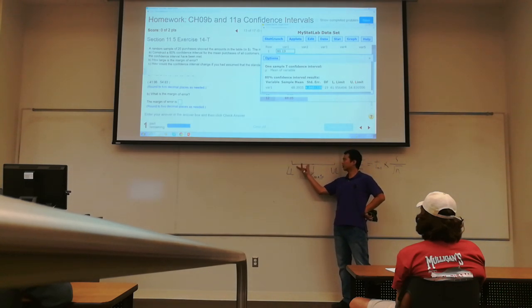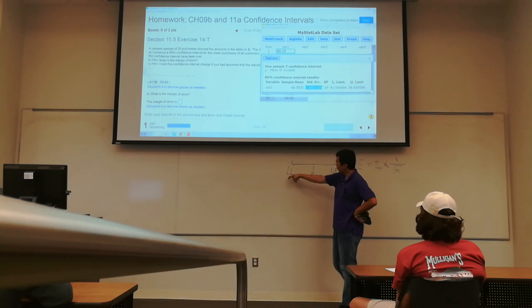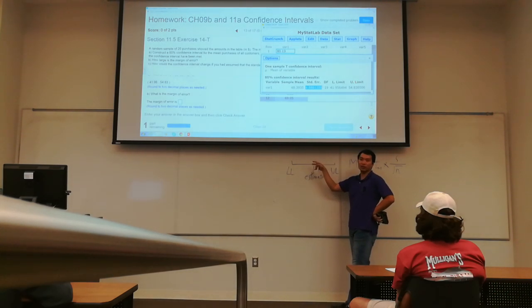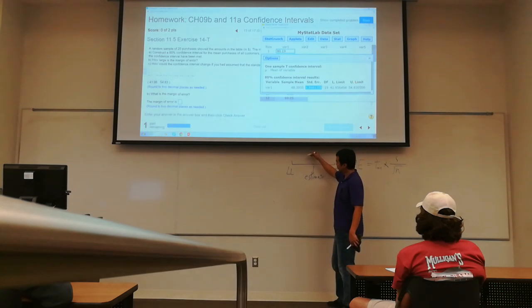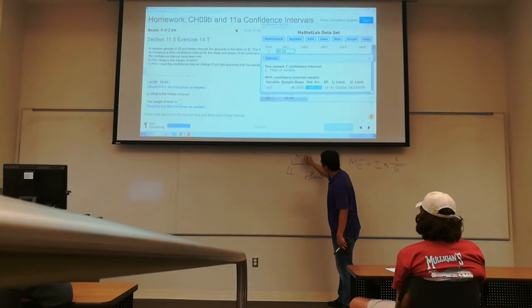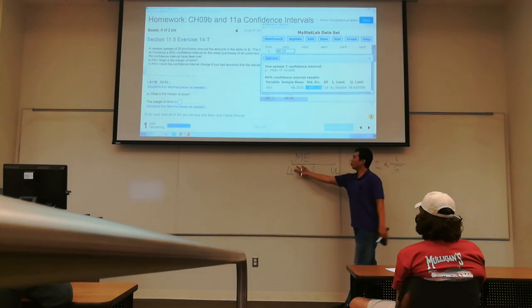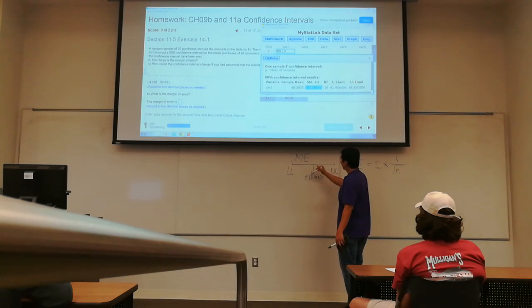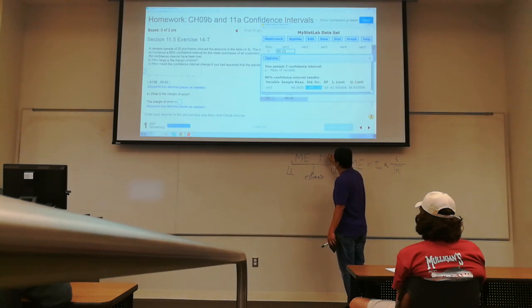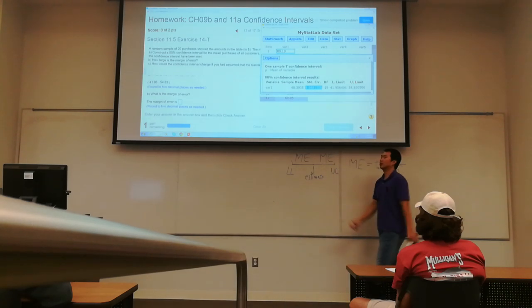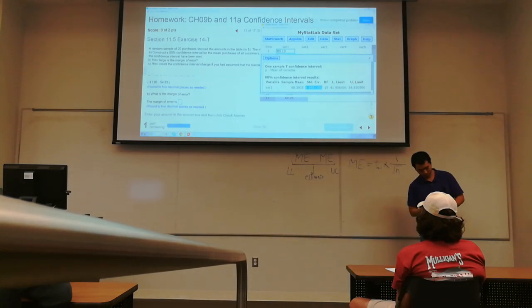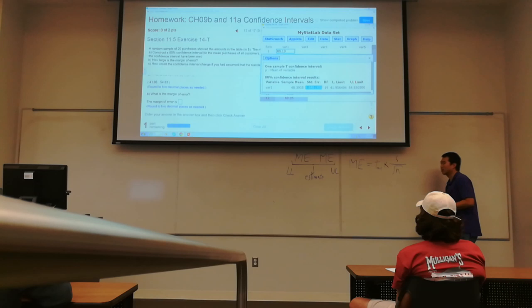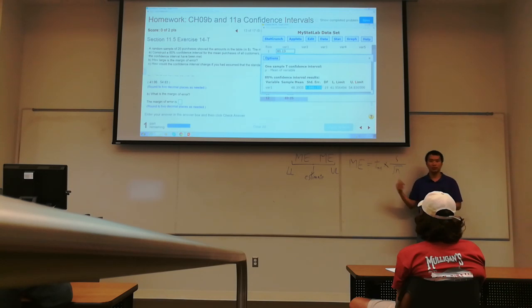What is this called? So from the lower limit to the estimate, or the center of the confidence interval, that's one margin of error, right? This part is the other margin of error. So in this case, we need to calculate this one. We need to calculate t.